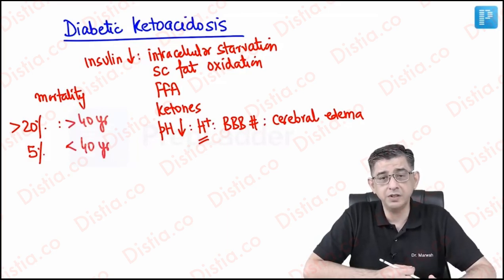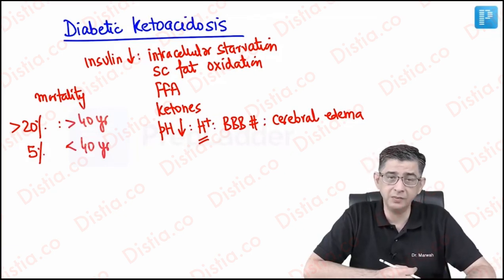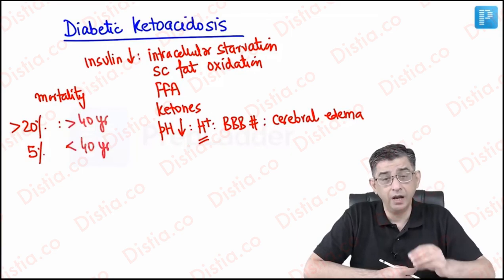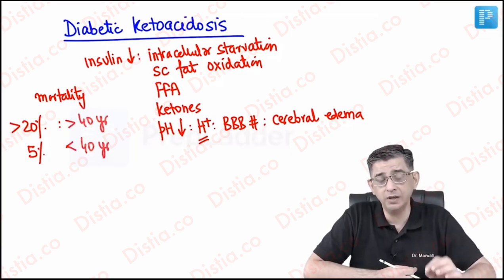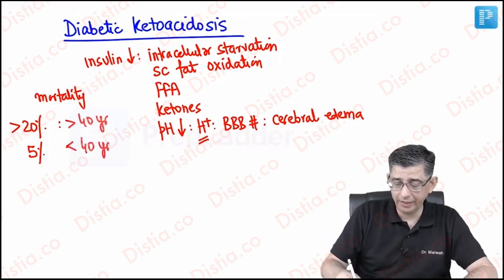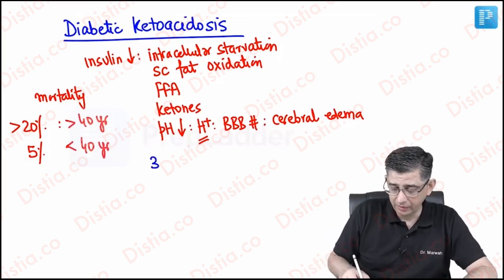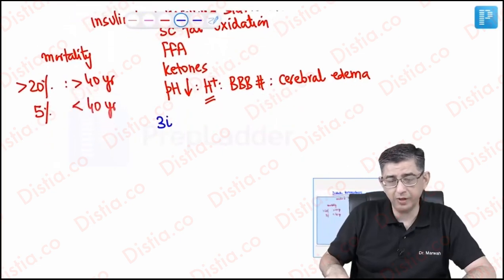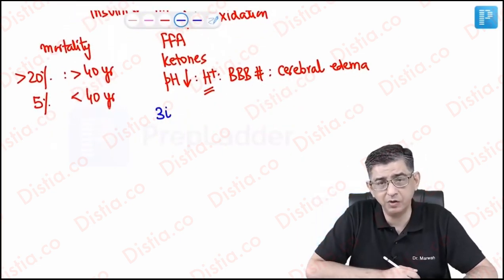So in the majority of cases, there is a substantial insulin deficiency. I agree that in type 1 diabetes mellitus, there is anyway insulin deficiency. Here I use the word absolute insulin deficiency. So just to highlight what I said, the triggers that are responsible for diabetic ketoacidosis can be remembered as 3 I's here.